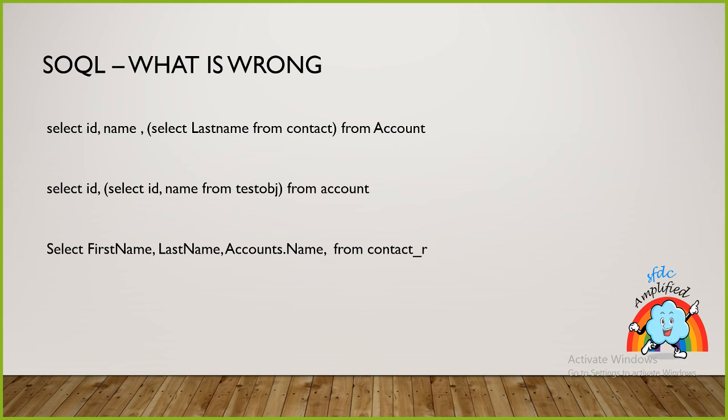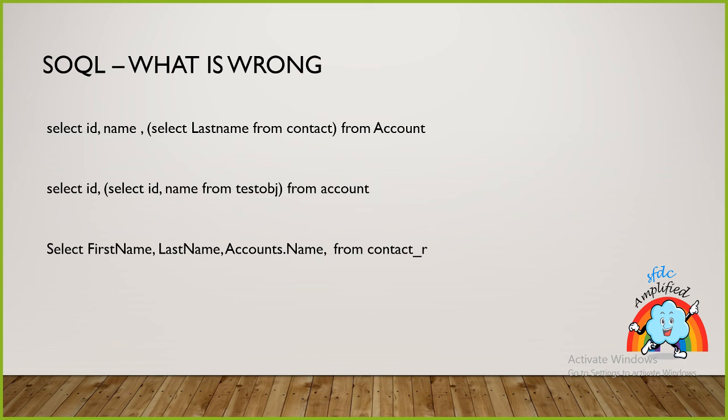I'm telling you there's something wrong in each one of them. There will be something wrong. So what is wrong in the first one? Select ID, name. That is, we are going from child to parent. That's why it is wrong.